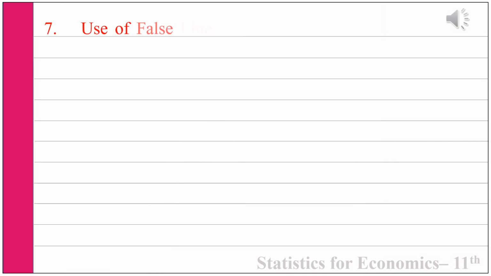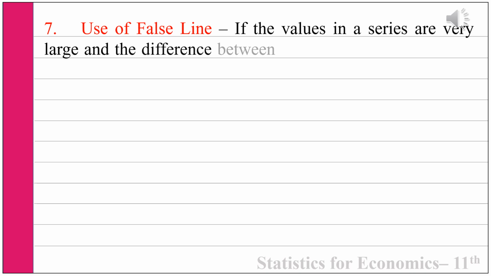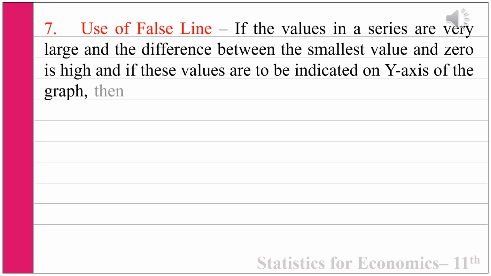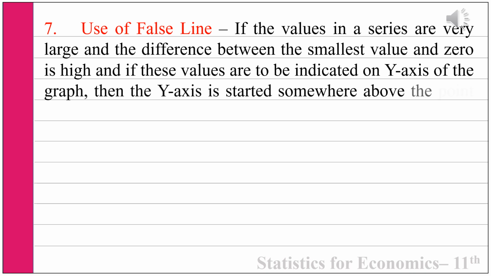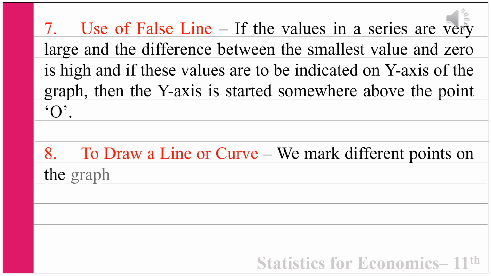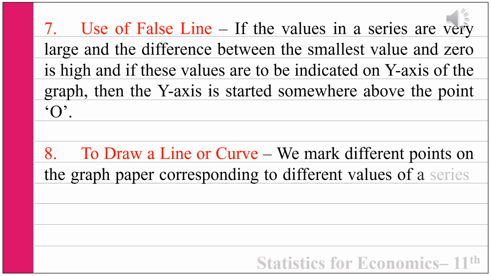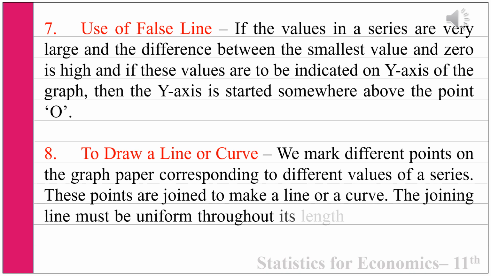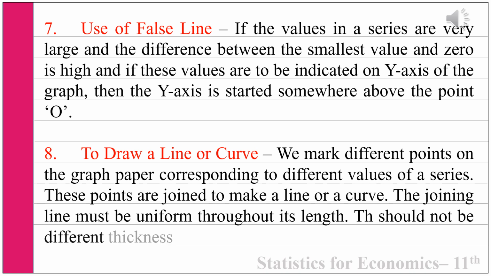7. Use of false line. If the values in a series are very large and the difference between the smallest value and 0 is high, and if these values are to be indicated on the y-axis of the graph, then the y-axis is started somewhere above the point O. 8. To draw a line or curve, we mark different points on the graph paper corresponding to different values of a series. These points are joined to make a line or a curve. The joining line must be uniform throughout its length. It should not be of different thickness at its different points.